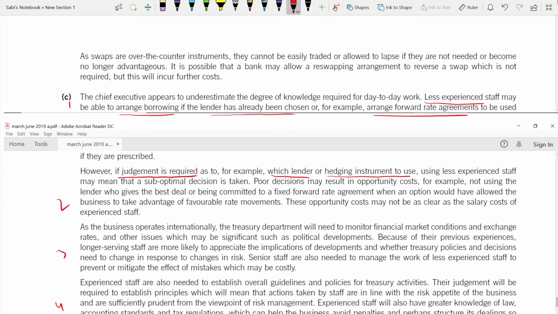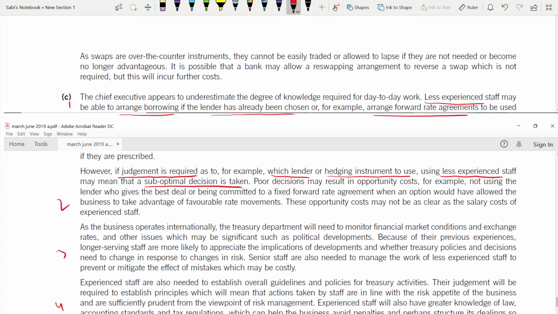So using less experienced staff may mean that a suboptimal decision is made. A proper decision will not be made if you're putting a less experienced staff member to choose the lender and to choose the derivative. They cannot do it. It is very complex. Because these are very big decisions of the company. They can even ruin your reputation and your company's position also. Cash flow position and financial position also can be ruined if you take an incorrect decision.